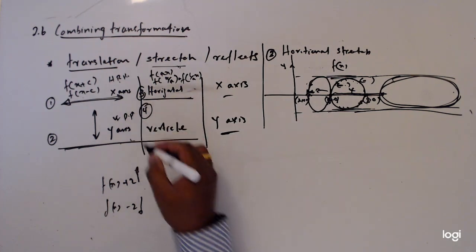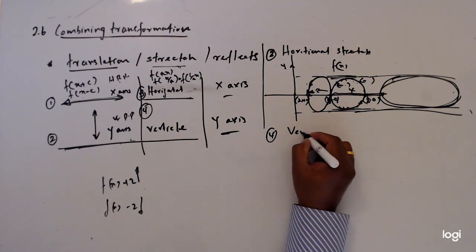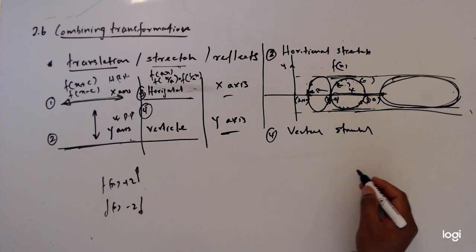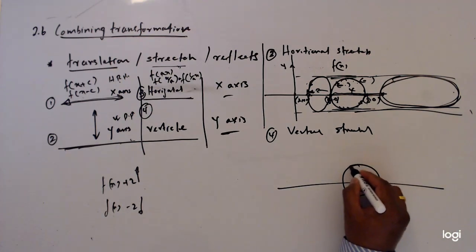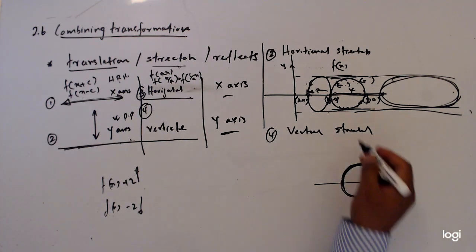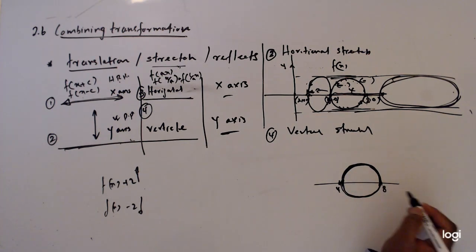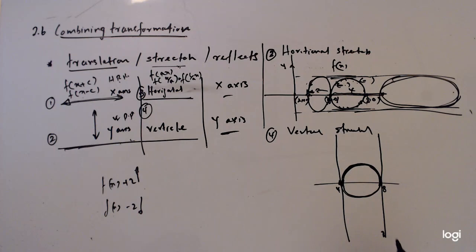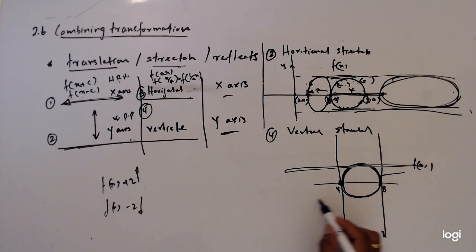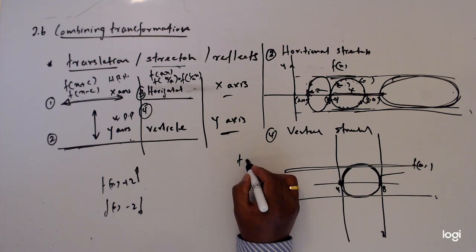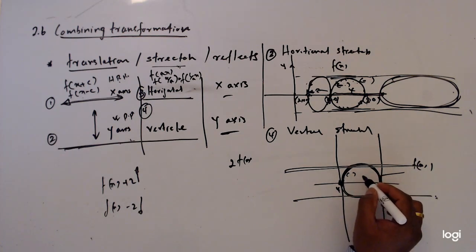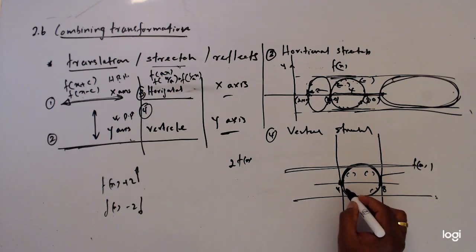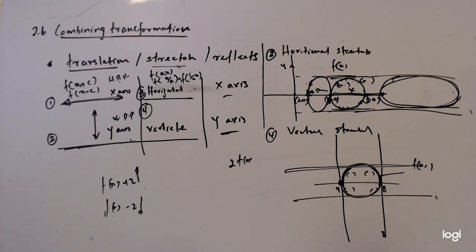We'll discuss number 4, vertical stretch. So now this circle, this is the same circle, let's say 4 and 8. Now it is going to be vertical, and if this is f(x), now 2 times f(x). So what will happen? Each and every point has x and y values. So the y values we double.